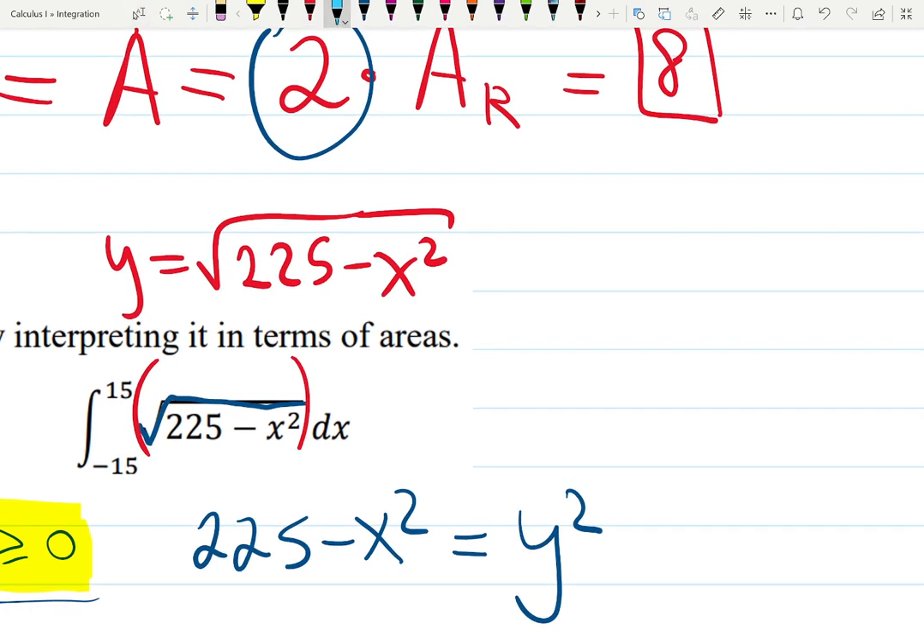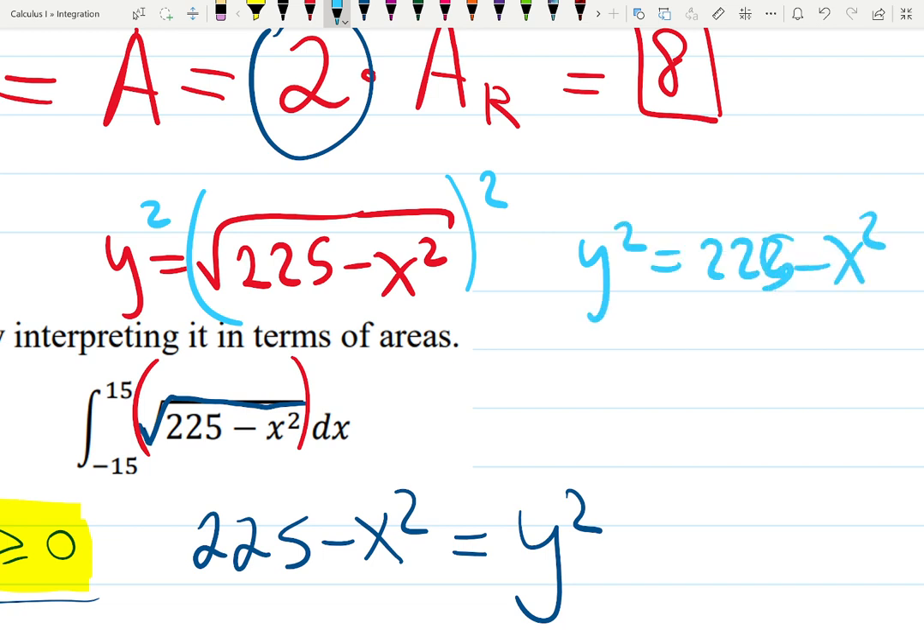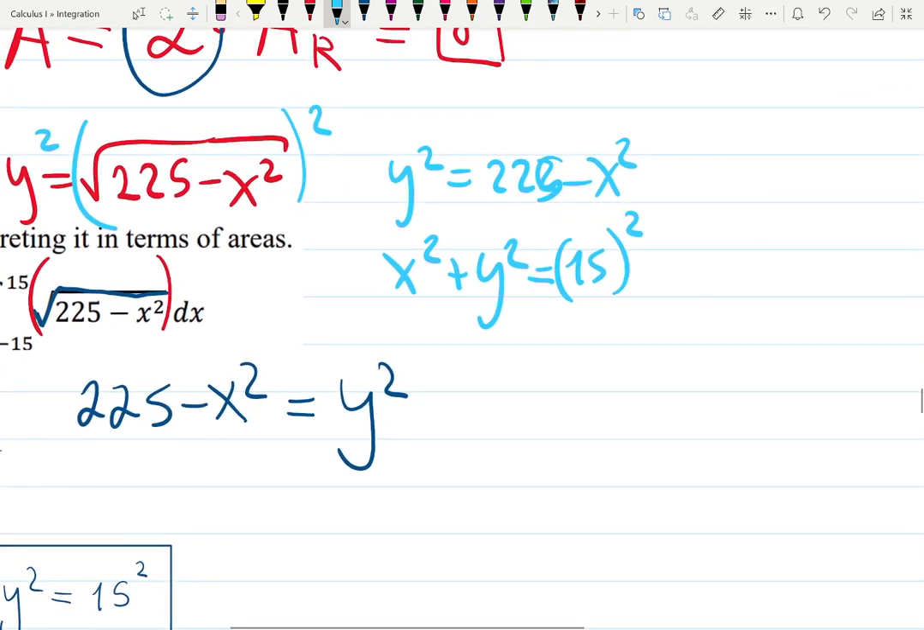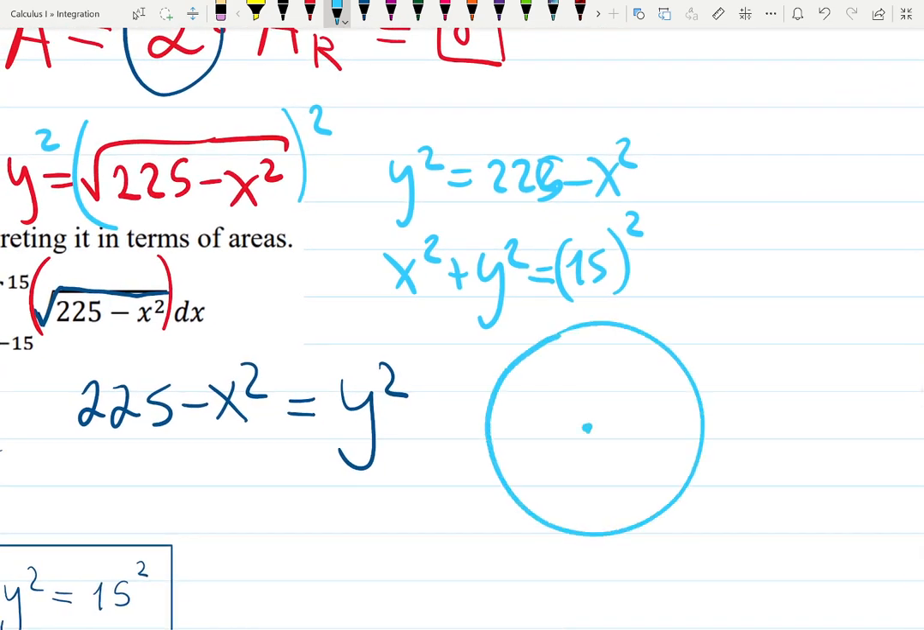So if I square both sides, it gives me y squared equals 225 minus x squared. And then x squared plus y squared equals 15 squared, like you said. That is a circle, centered at 0, 0, for you to know, because it's not always the case. 0, 0, radius 15. Do you all agree on that? That is not the graph, though. It's because it has to be positive, so it's a semicircle.